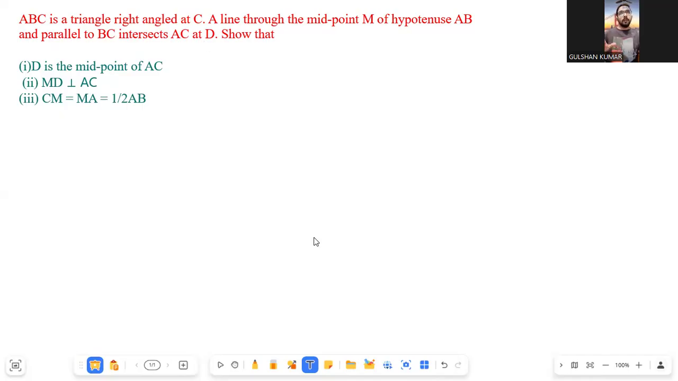A line through the midpoint M of the hypotenuse AB and parallel to BC intersects AC at D. We have to show that D is the midpoint of AC. For this, first we have to draw the basic diagram, so that we can understand the question easily and see what we have to find out and show here.